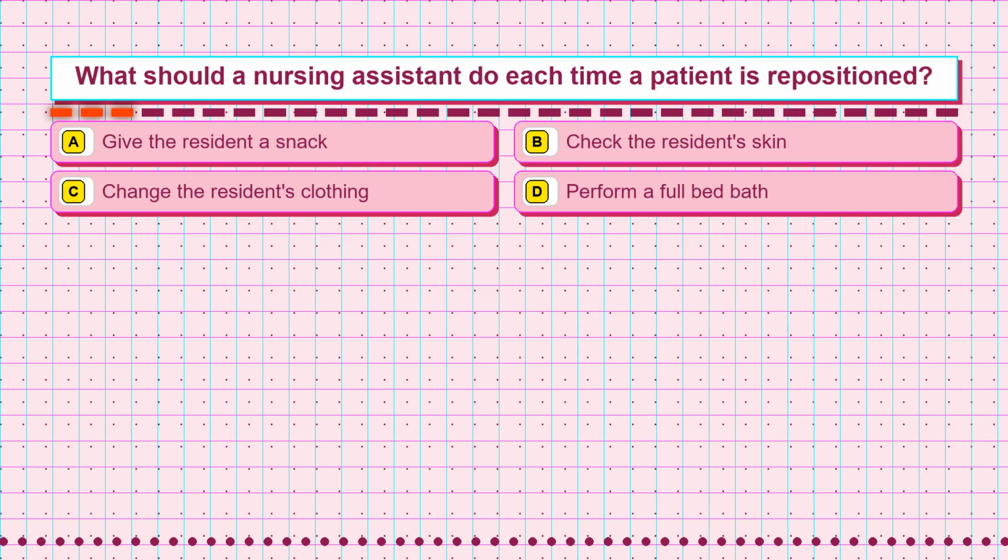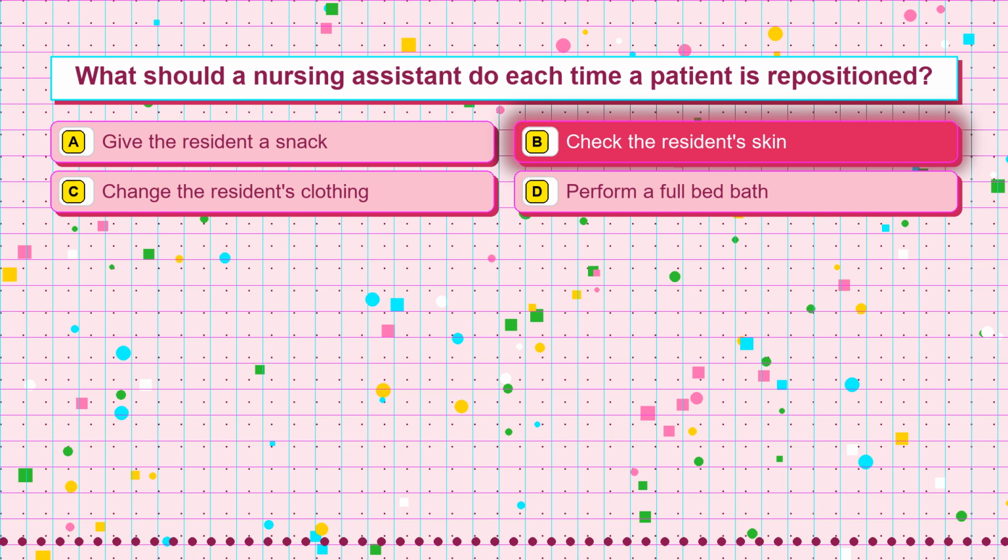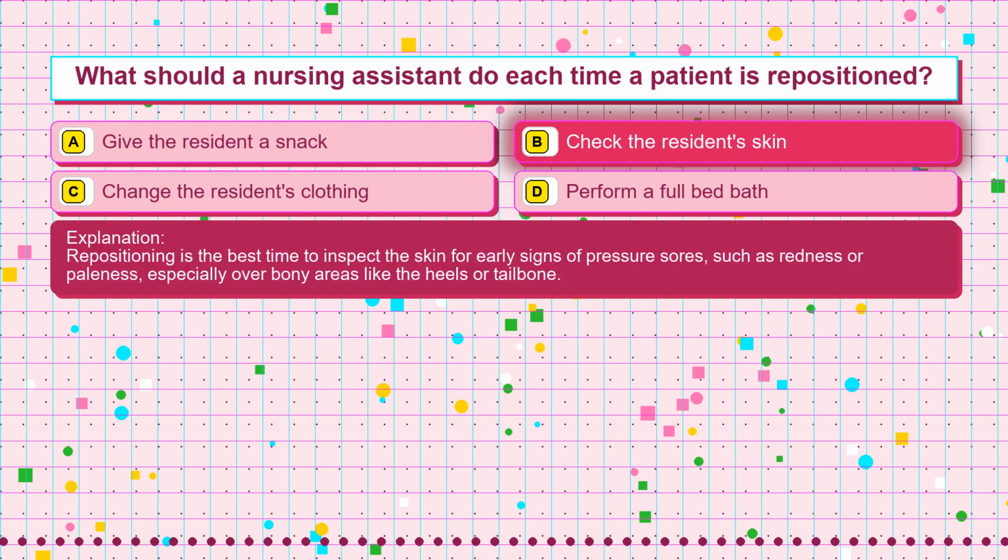Question 6. What should a nursing assistant do each time a patient is repositioned? Option A, give the resident a snack. Option B, check the resident's skin. Option C, change the resident's clothing. Option D, perform a full bed bath. The correct answer is option B, check the resident's skin. Repositioning is the best time to inspect the skin for early signs of pressure sores, such as redness or paleness, especially over bony areas like the heels or tailbone.